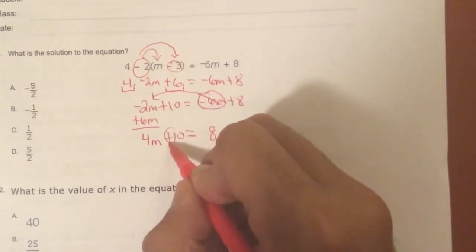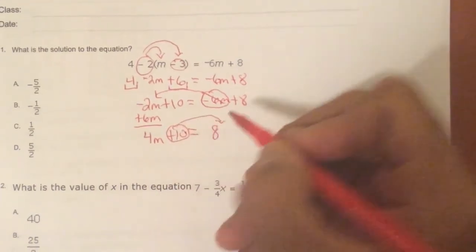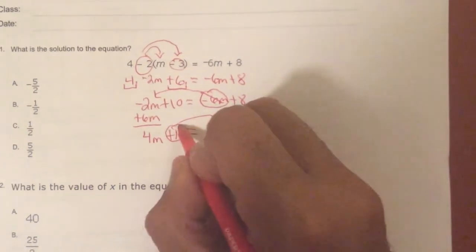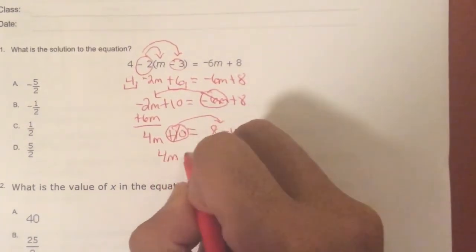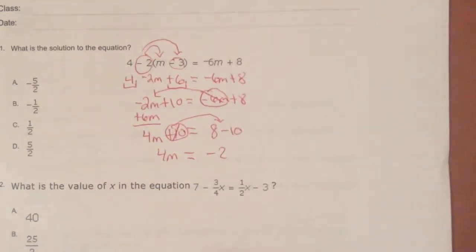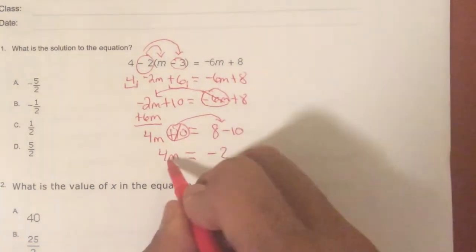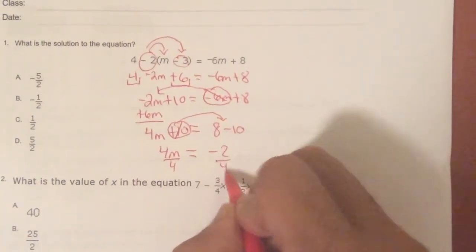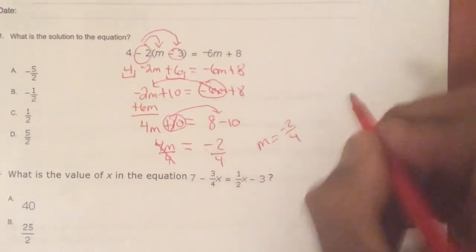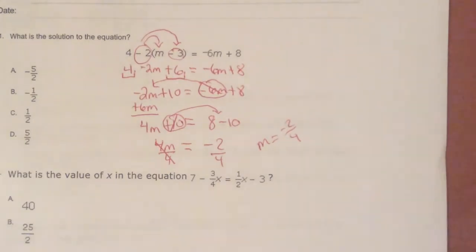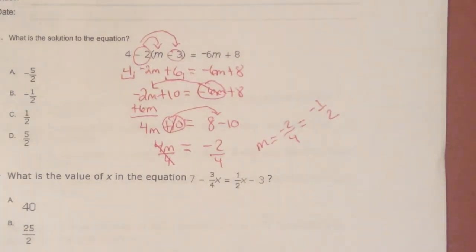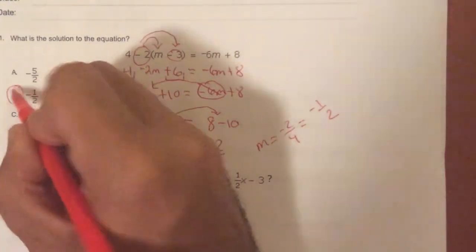Now I need to move my 10 to the other side because remember, I'm solving for m. So the opposite of a plus 10 is a minus 10. So I'm left with 4m equals 8 minus 10 is negative 2. And then the opposite of multiplying by 4 is to divide by 4. So m equals negative 2 over 4. And as you can tell, that is not an answer, but if you simplify this by 2, you get negative 1/2. So your answer is B.